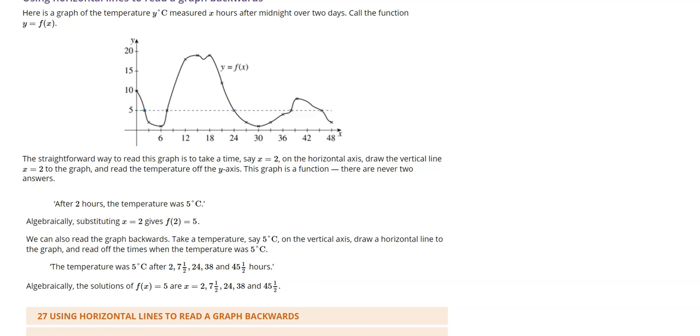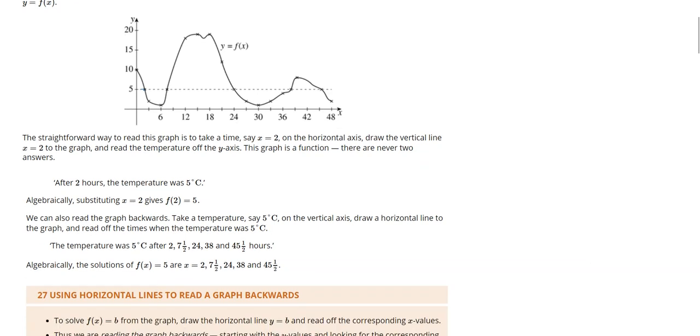So obviously, our original answer is there, yes. 5 degrees was 2 hours after, but 5 degrees is also around there, which is what, 7 or 8 hours after, and then around there, 24 hours after, 30-something hours after, 40, something like that, hours after, and then down here. And we can see they've listed down below each of those things. So we can read the graph backwards, take a temperature of 5 degrees on the vertical axis, and then draw a horizontal line to see where it is passing through. And so clearly, when y equals 5, there are many values of x.